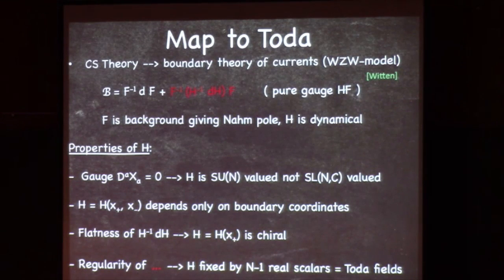That function, however, is constrained. H inverse dH is a flat connection. And that implies that H should not depend on x minus. It is instead chiral.